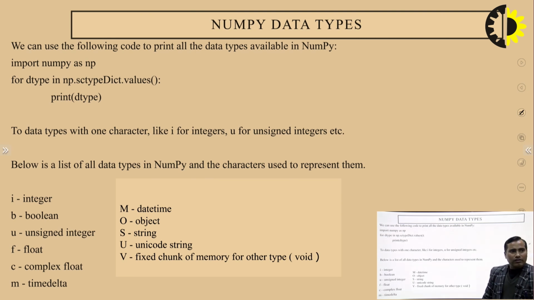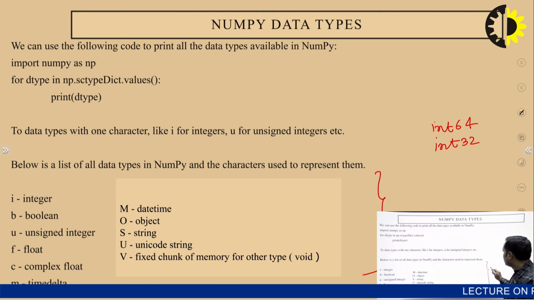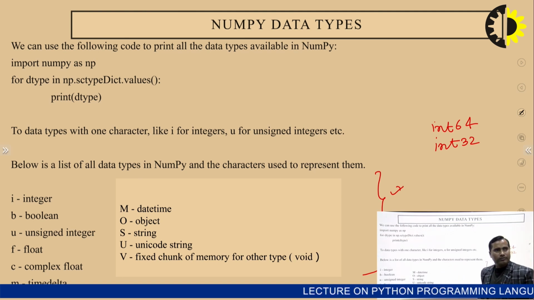We can use the following codes. We can use these codes also, as we have written int 64 bits, int 32 bits. We can also use these short codes. So we can use these codes for the data types available in NumPy.